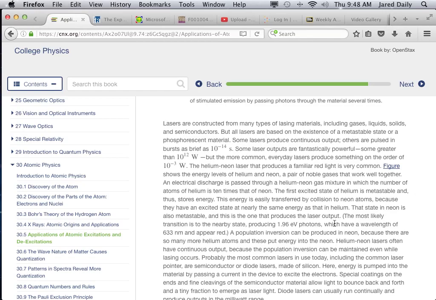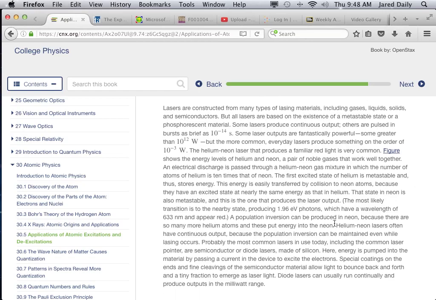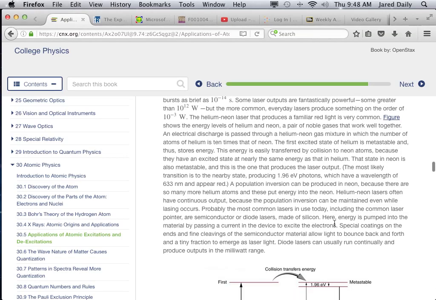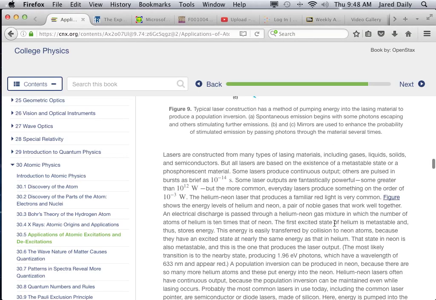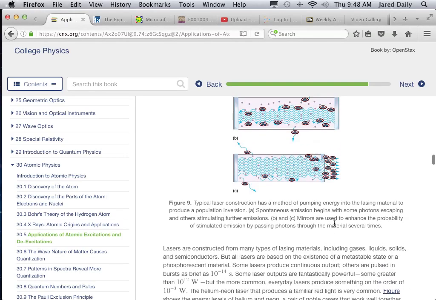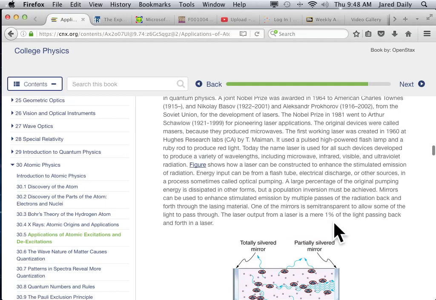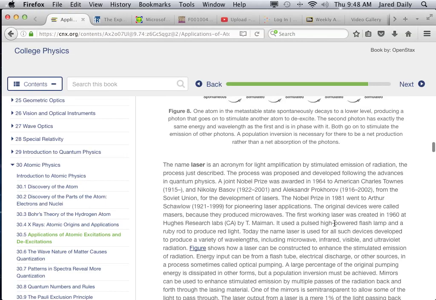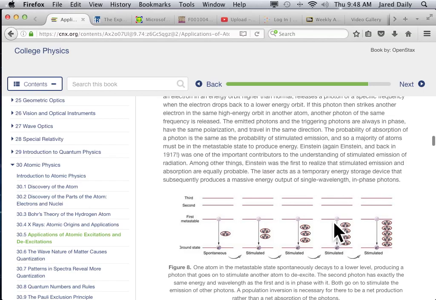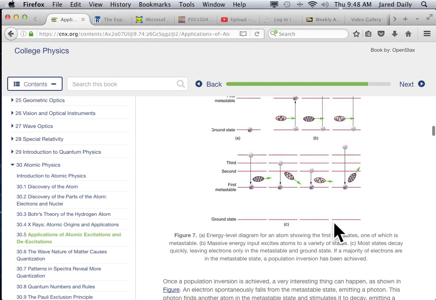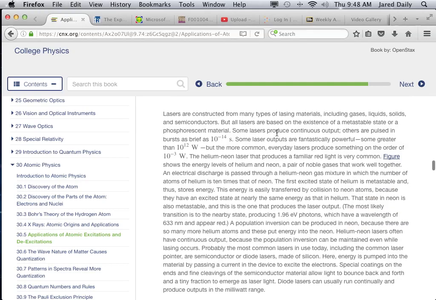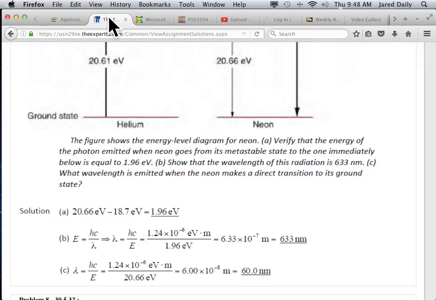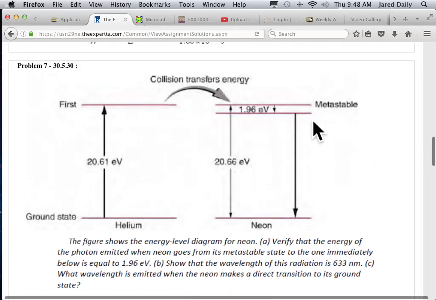Let's see, maybe they do here. Figure shows. No, they don't tell us. What confused me about it was that they basically gave you the metastable state that they were asking for. And I put in the other transition, 18.7, for the answer the first couple times, so I was confused. They should have given us the 18.7 for us to calculate the 1.96. They should have given us this. So that's just bad information for this question.